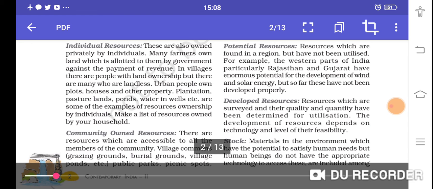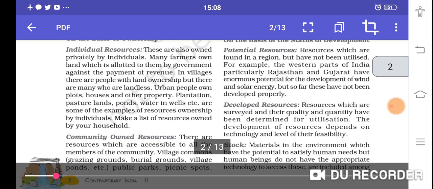You can find this type of wind which may not be used now but may be used in the future. That type of resource is known as potential resources. Means the potential resources whose entire quantity may not be known, and these are not being used at present, but these resources could be used in future.